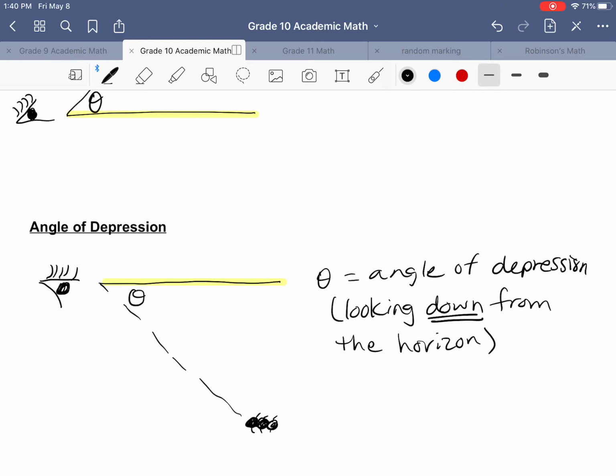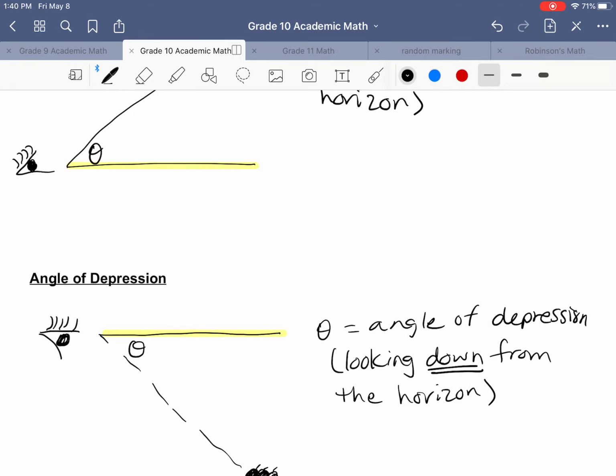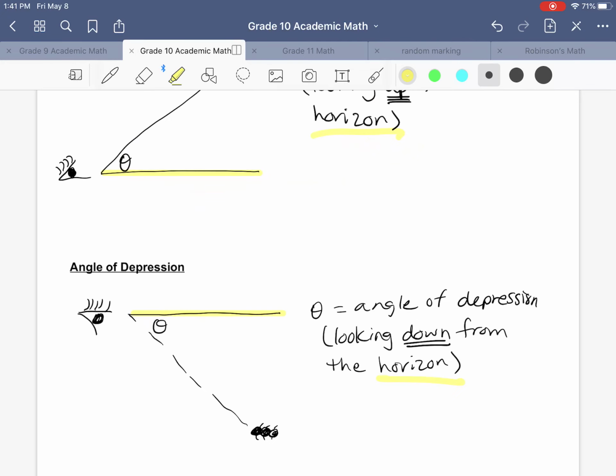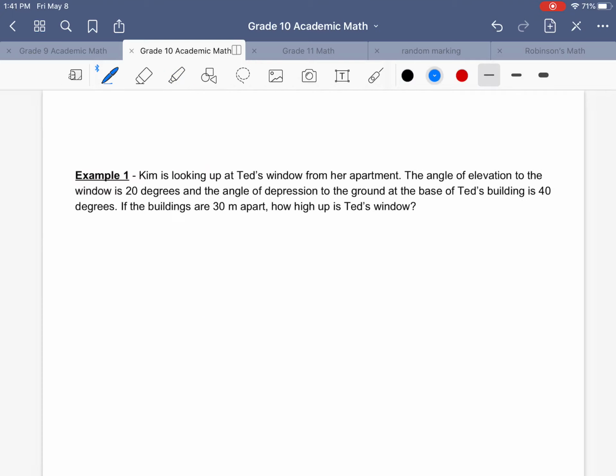So in both the angle of elevation and the angle of depression, here we can show both at the same time, you are looking out first. And it's looking out parallel to the ground. That's what's really important to remember, that we're talking about the horizon and then up or down. Okay, so with that in mind, let's get to our first example.